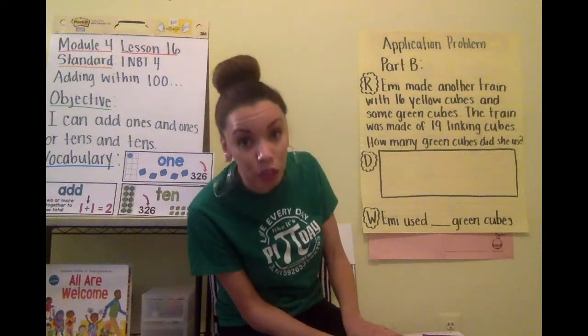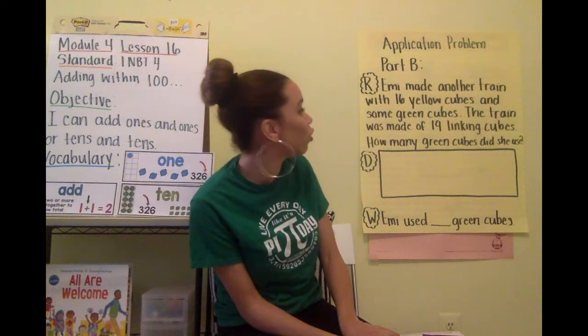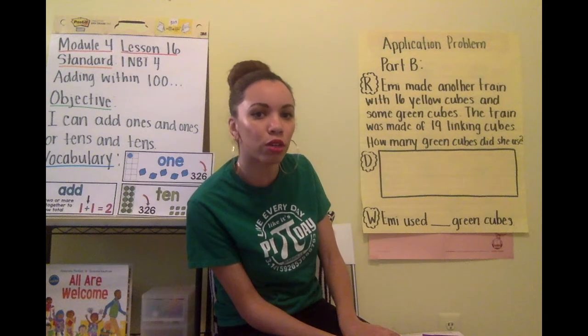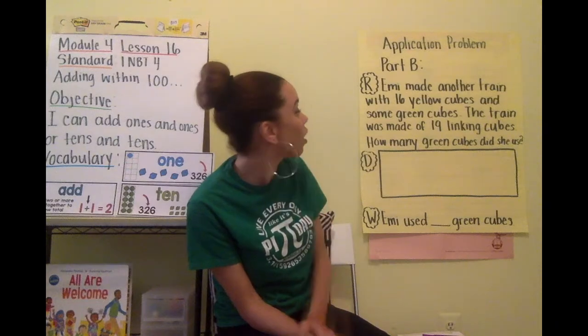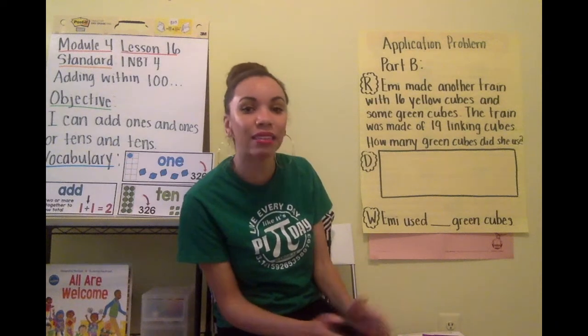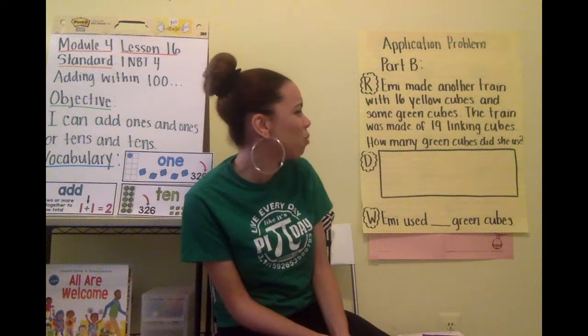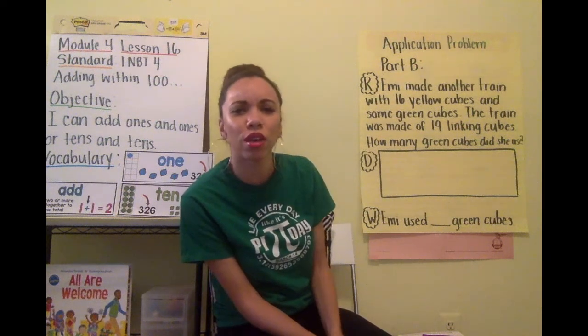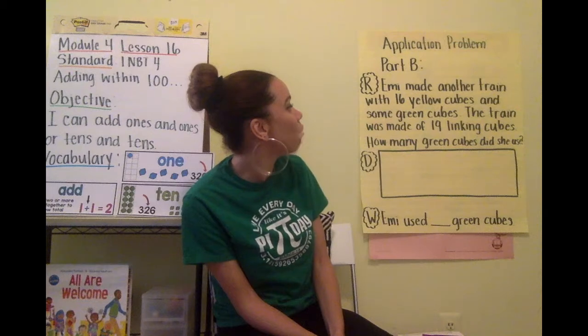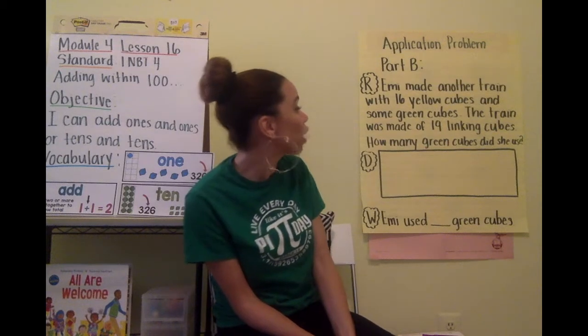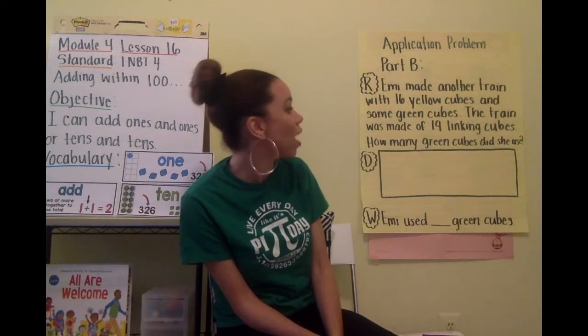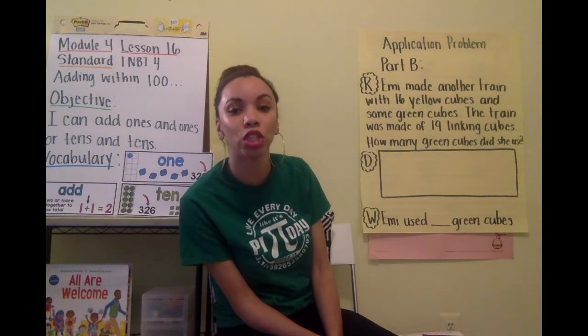Emmy made another train with 16 yellow cubes and some green cubes. I wonder who remembers what we draw when we hear the word some. The train was made of 19 Lincoln cubes. How many green cubes did she use? I'll read it for you one more time. Emmy made another train with 16 yellow cubes and some green cubes. The train was made of 19 Lincoln cubes. How many green cubes did she use?